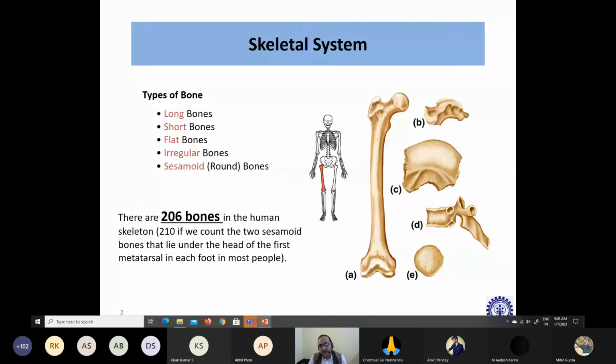Altogether, there are 206 bones in the human skeleton. 210 to be more precise if we count the two sesamoid bones that lie under the head of the first metatarsal in each foot in most people. So precisely 210 if you consider the first metatarsal, or generally we can say that there are 206 bones in the human skeleton.